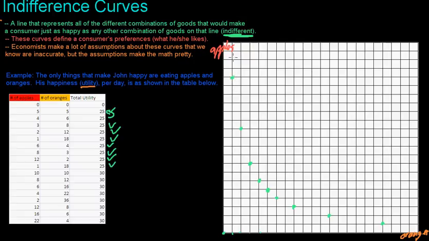So this is one of John's indifference curves. And if I can actually make this a straight line, I might be kind of impressed with myself. Oh, kind of ruined it at the end. Okay, so we're going to call this his utility of 25. So that is one indifference curve.